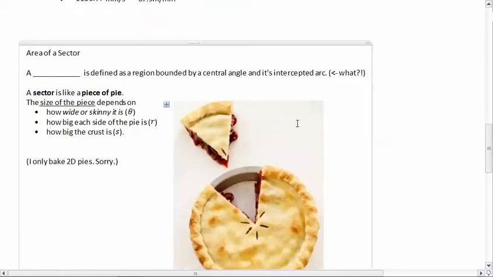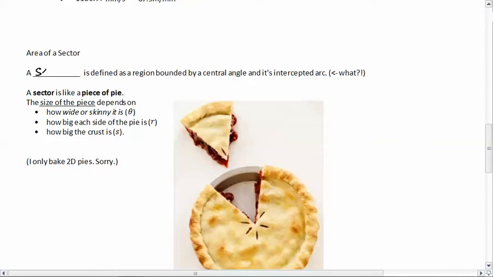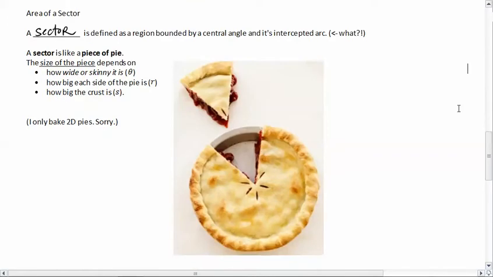Okay, let's move on to an area of a sector. So a sector is defined as a region bounded by a central angle and its intercepted arc. I don't know if that makes sense to any of you. Let's talk about it in terms of food. I like that better. So a sector is like a piece of pie.